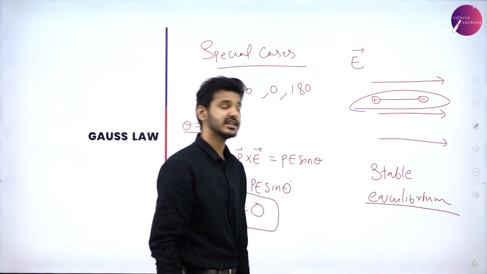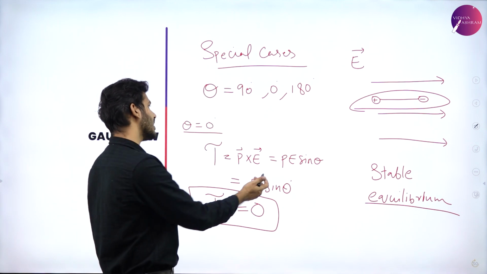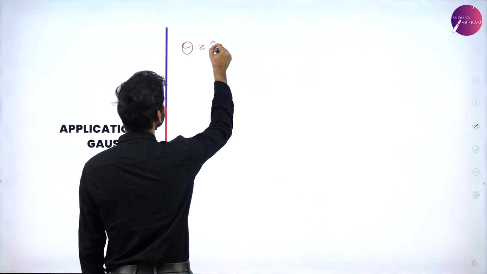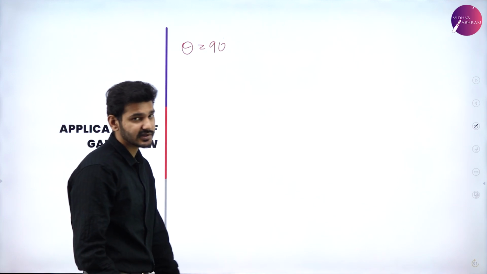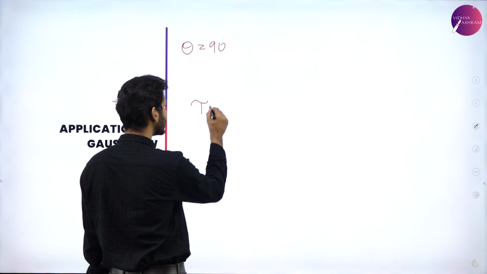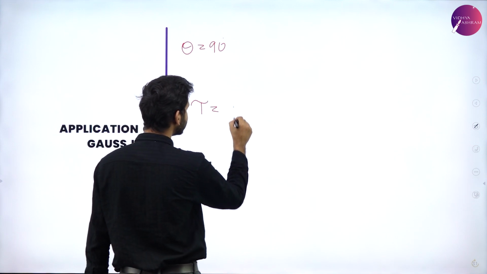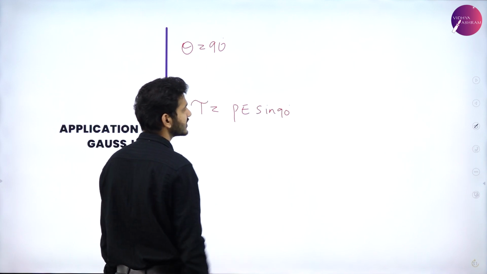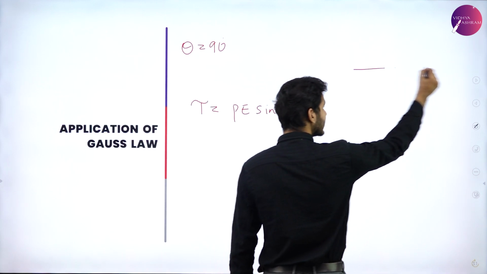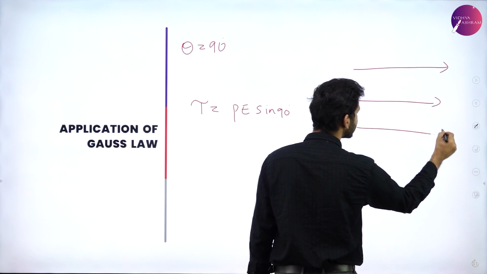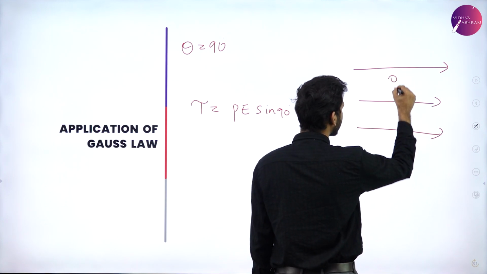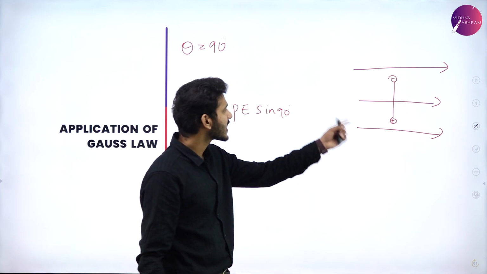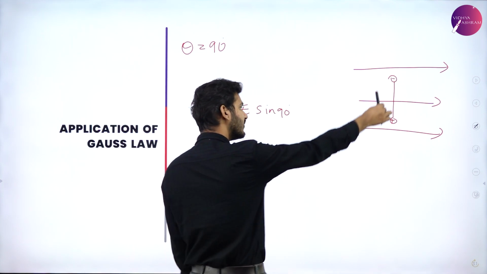This is known as a stable equilibrium state. And the other thing is, what happens when theta is equal to 90 degrees? What happens when the torque experienced by a dipole is PE sine 90 degrees? That means that if again this is the electric field, then the dipole will be like this. One will be positive, one will be negative, and the dipole will be kept vertically like this.